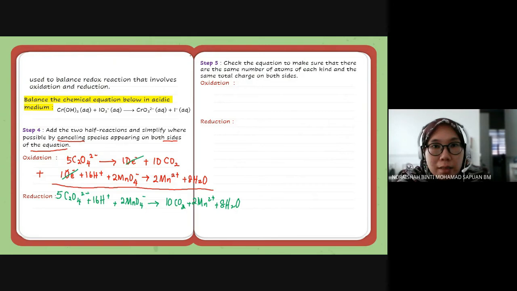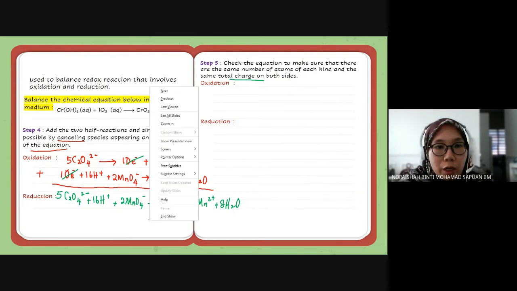So the last step is you need to check the equation to make sure that there are same number of atom of each kind and the same total charge. Okay, make sure kita check lah betul tak bilangan atom dan juga bilangan charge antara reactant dengan produk. So dekat sini kita dapati bilangan carbon sebelah kiri 10, sebelah kanan pun 10. Bilangan hydrogen 16 at the left and also at the right side, 16. So untuk Mn ada 2, dekat right side pun 2. So oxygen mesti ada 8. Sebelah kiri 8, sebelah kanan pun 8.